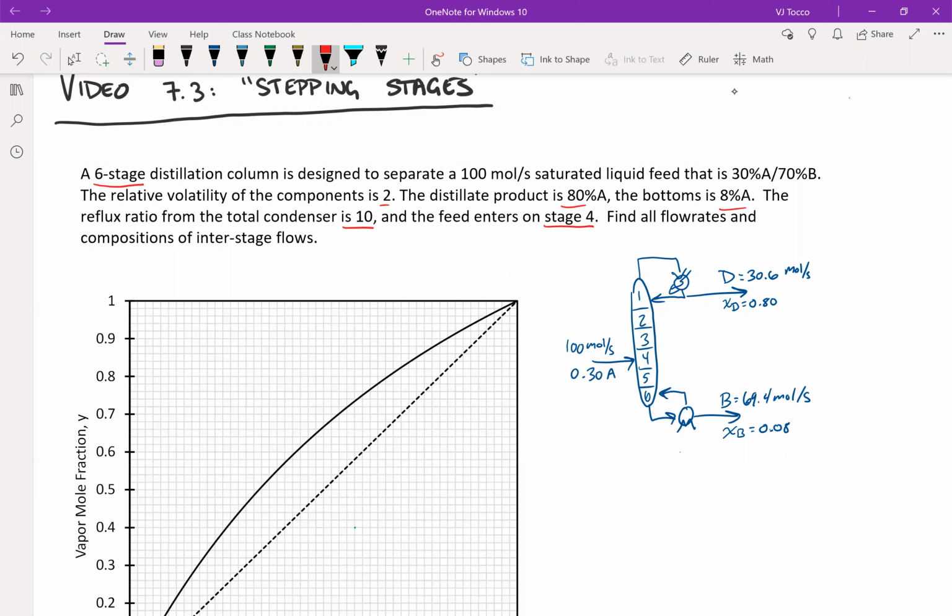So I'm already given what the reflux ratio is. At this point, we could go through and plot our rectifying section operating line. Remember that the RSOL, rectifying section operating line, is y_{n+1} = R/(R+1) x_n + 1/(R+1) x_D. Because we're given what x_D and R are, we can solve. So y_{n+1} = 10/11 x_n + 1/11 times 0.80. That is an equation that is in linear form already that we can plot.